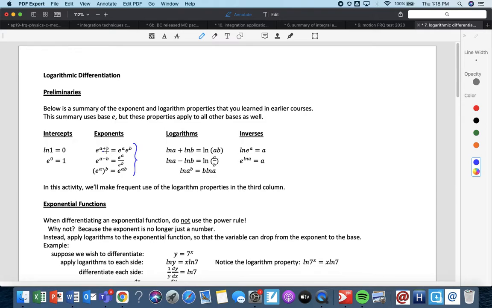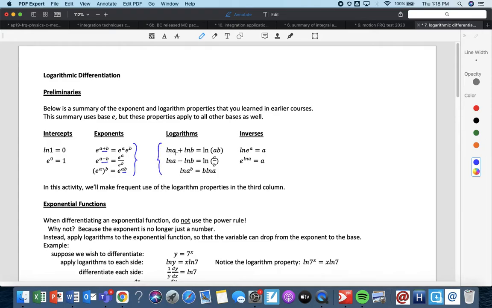When you're adding exponents, you're actually multiplying expressions. When you subtract exponents, you're dividing expressions. And when you raise something with an exponent to another exponent, you're multiplying those exponents. And the counterparts of those properties are over here with logarithms.